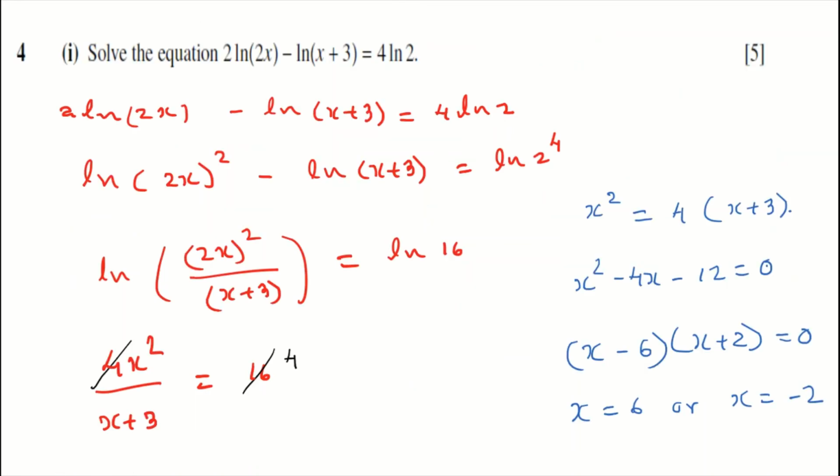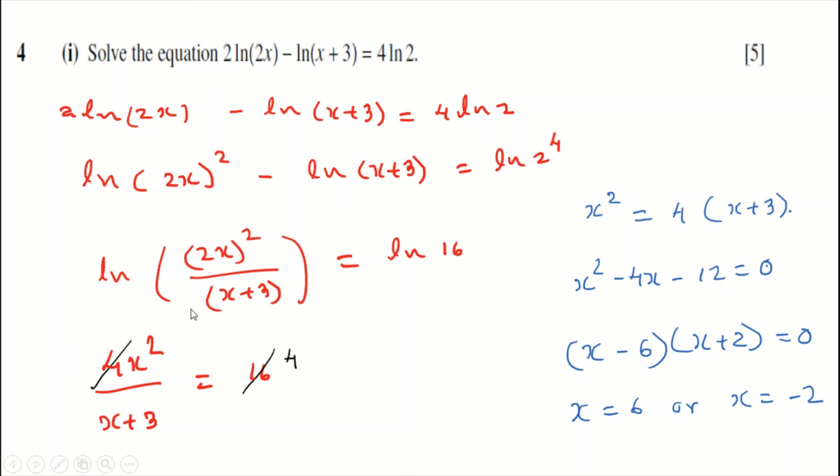Now we've got to solve this equation: 2 ln 2x minus ln x plus 3 equals 4 ln 2. Again we've got to get rid of ln by simplifying it using the log rules. So on the left hand side, this 2 can be taken inside as ln of 2x whole thing squared, and this 4 also could be taken up as to the power 4. That is what we have done in this step.